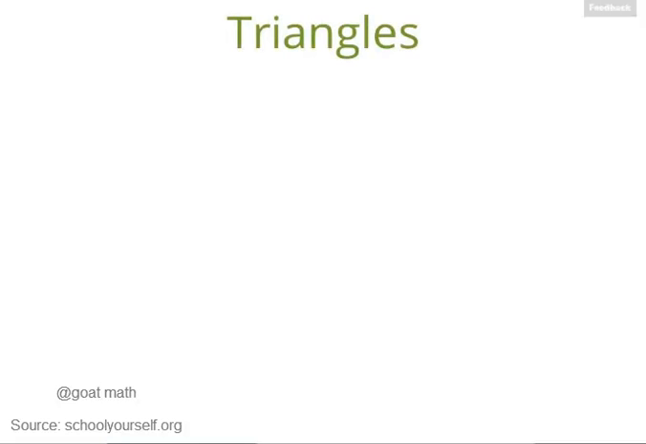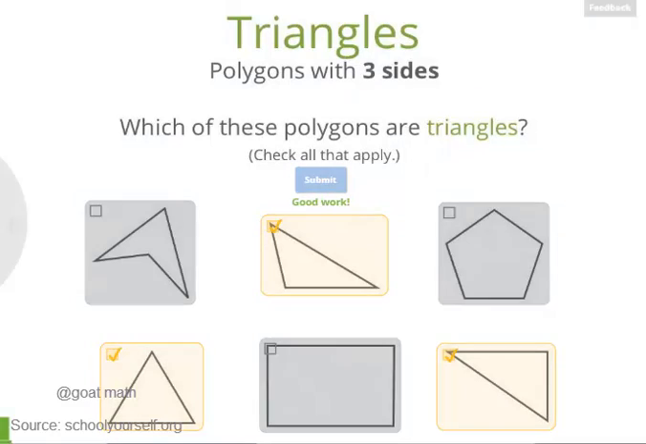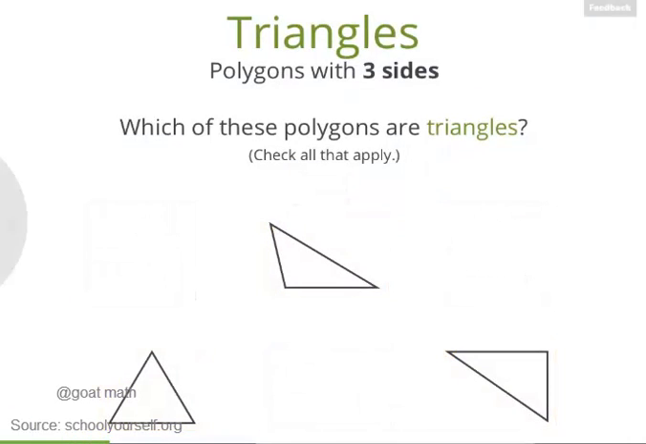Here we'll introduce you to a few different types of triangles, which are polygons that have exactly 3 sides. Take a look at these polygons down here. Which of these are triangles? Right, these 3 polygons are triangles because they each have exactly 3 sides.